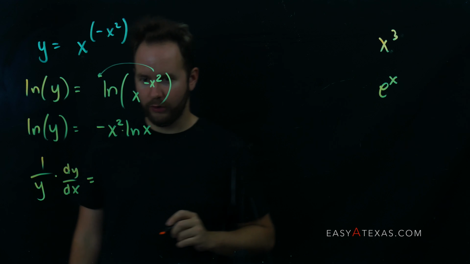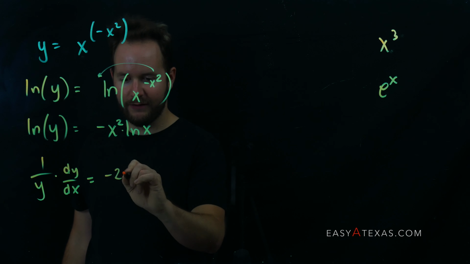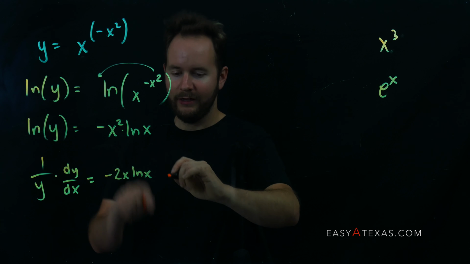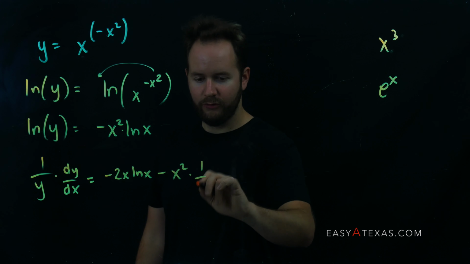Well, there's a product rule going on here. We have negative x squared times ln of x. Let's take the derivative of negative x squared. That would be negative 2x, leaving the ln of x alone. And now we're going to say plus, or rather minus, we're going to leave the x squared alone and take the derivative of ln of x. The derivative of ln of x is 1 over x.